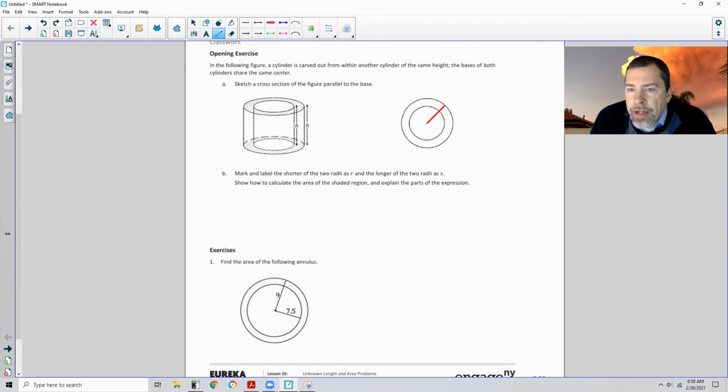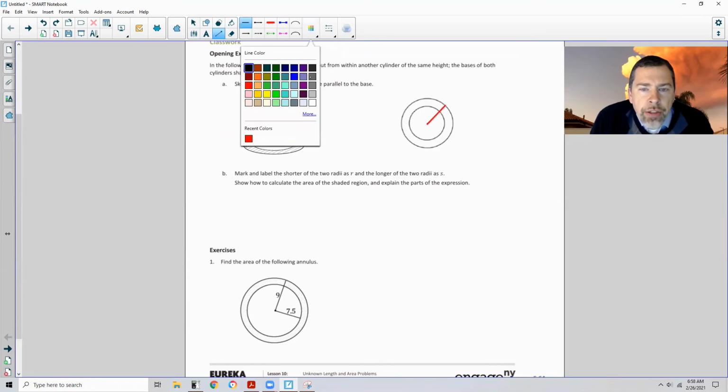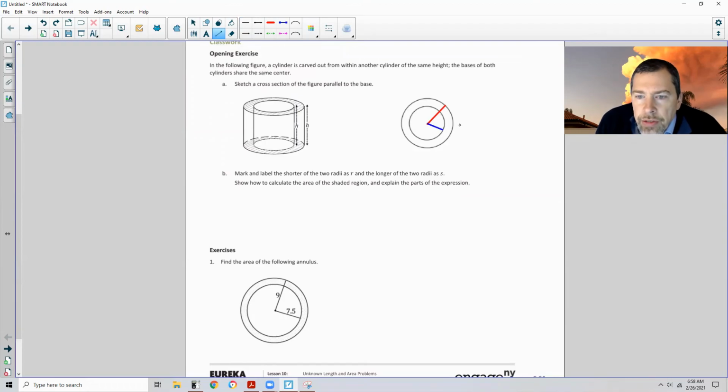All right, so if I drew a radius, that's the radius from center to the outside edge. And then I will draw another radius. Let's use a different color for this one. And I will go over here. Okay, so it almost looks like a clock. Anyhow, the outside radius, it says mark and label the shorter of the two radii as R. So this is R. And the longer of the two radii as S. So the red one is S.